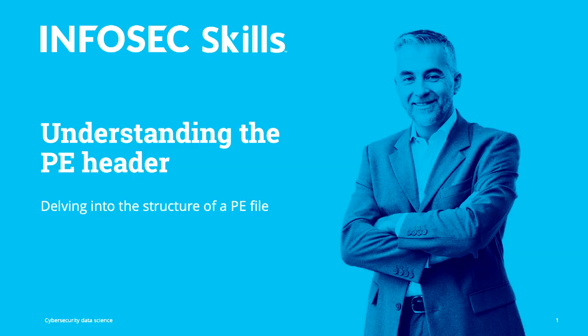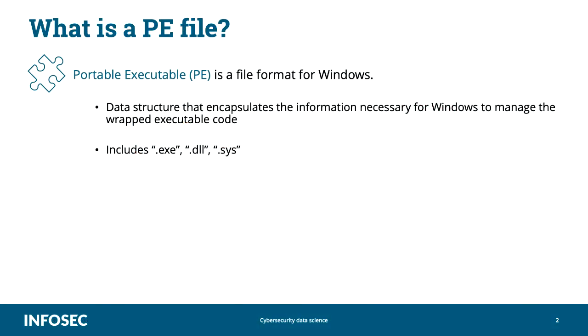Welcome to the lesson on understanding the PE header, where we'll be delving into the structure of PE files. PE stands for Portable Executable and is a file format for Windows. We give attention to this file format because Windows has a large proportion of the malware out there.